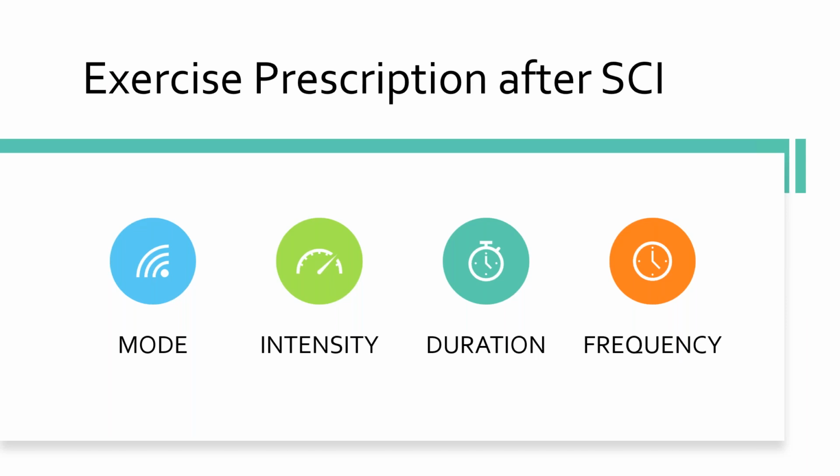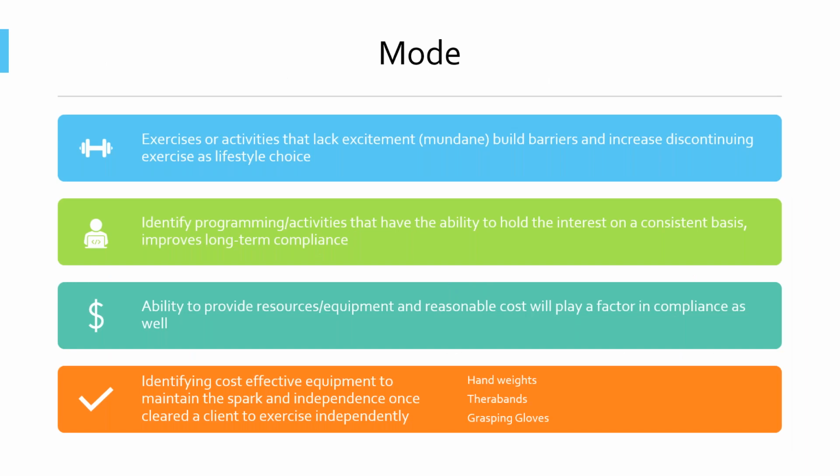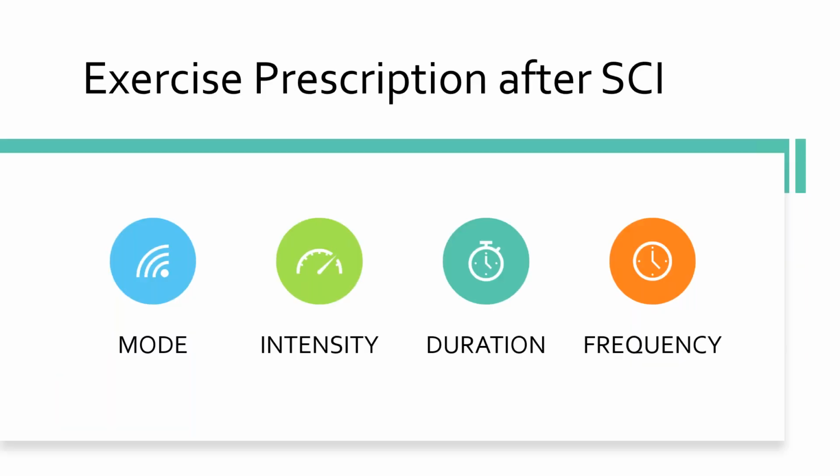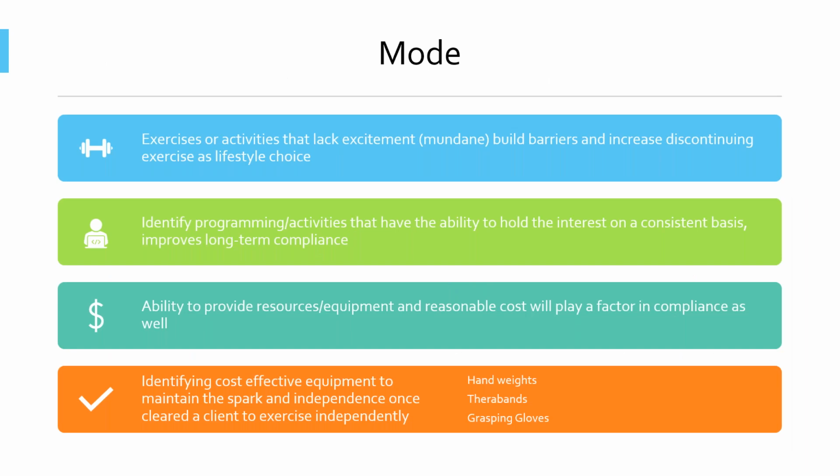So the exercise prescription after a spinal cord injury, working on the mode, intensity, duration, and the frequency. So the mode, just exercise or activities that lack excitement. We need to make sure we don't have a mundane program where it's boring. We're doing the exact same thing. They don't want to continue this. They don't want to keep doing the same monotonous thing every day. Let's change up our programs.